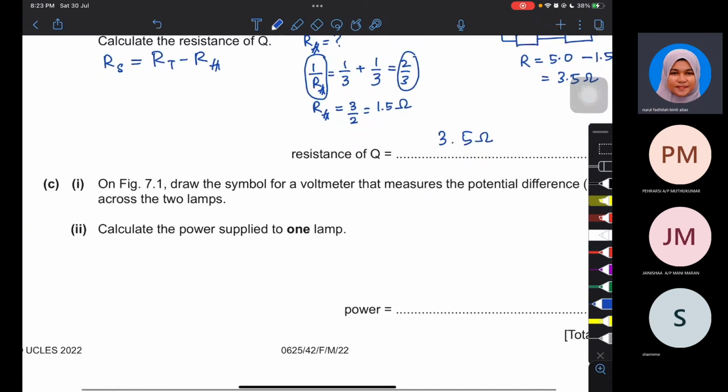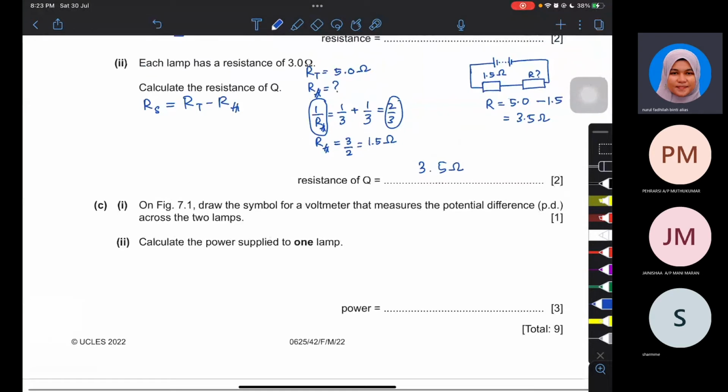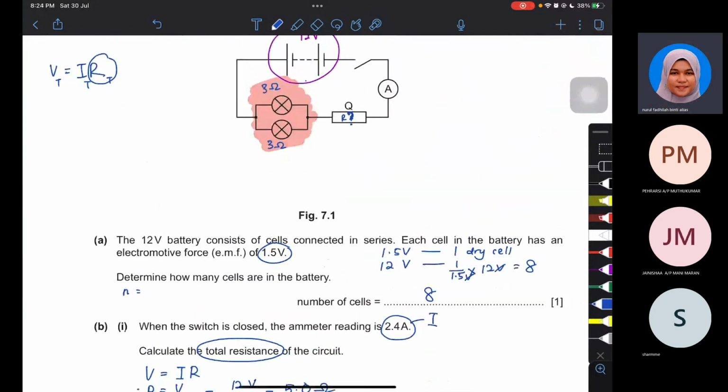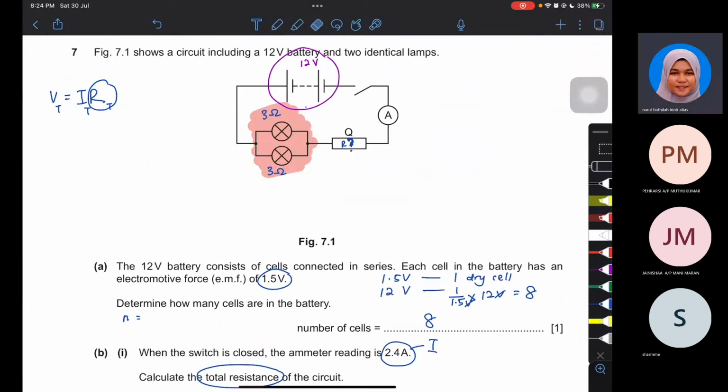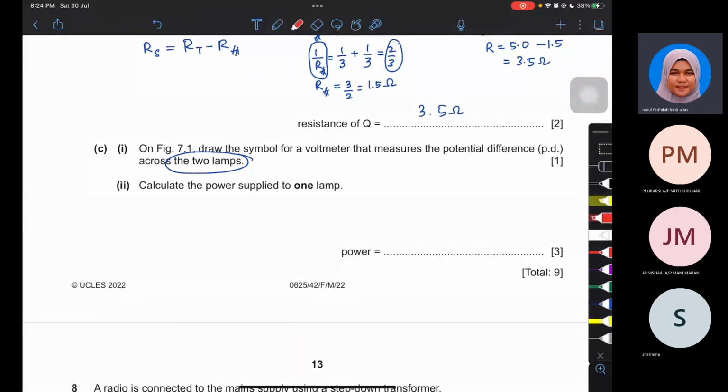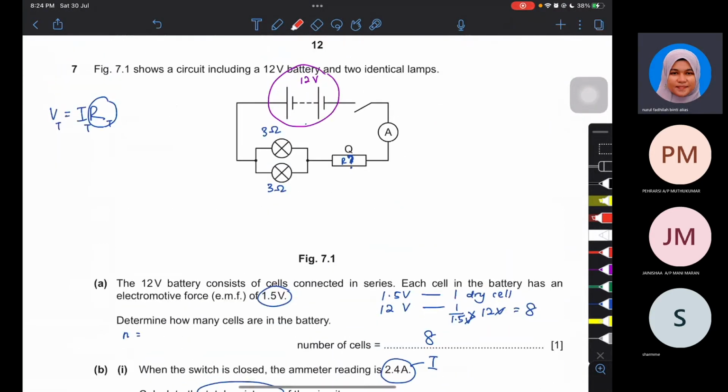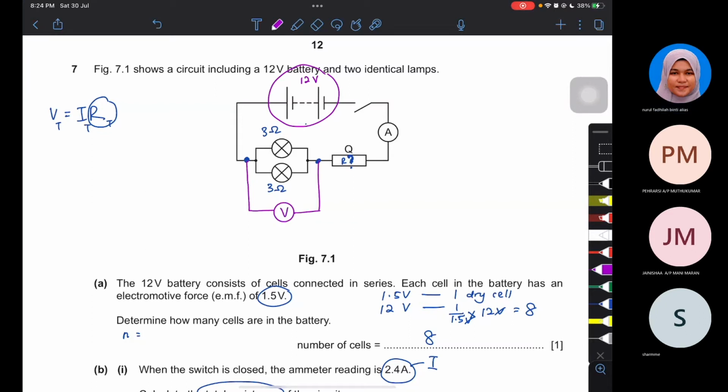Next, on figure 7.1, draw the symbol for a voltmeter that measures the potential difference across the two lamps. Jadi kat mana jawapannya tu? Jadi kita nak di sini. Sebab soalan kata dia nak across the lamps. So, you kena buat lah. So, kena ingat. Voltmeter always in parallel. Kan? Voltmeter mesti in parallel. Jadi, kalau in parallel, okay.